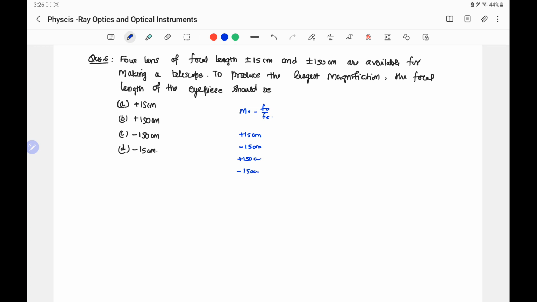We know that lenses used in the telescope are convergent lenses, that means convex lenses, so the negative focal lengths are not allowed. And out of these two lenses, which are plus 15 centimeter and plus 150 centimeter, the larger focal length will be used for the objective, and the smaller focal length will be used for the eyepiece. So this lens is the eyepiece. Hence, the focal length of the eyepiece should be plus 15 centimeter. Hence, option A is the correct option.